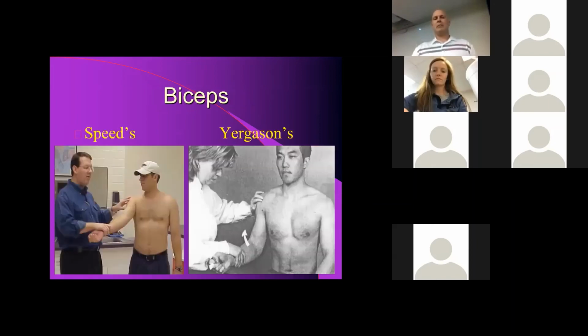So biceps tendinopathy is typically more of an anterior shoulder pain. The long head of the biceps comes here, and the short head attaches on the coracoid process. There are two tests shown here for biceps pathology.